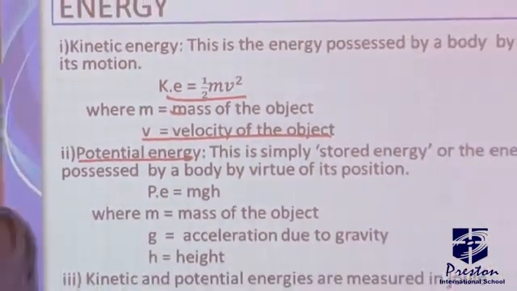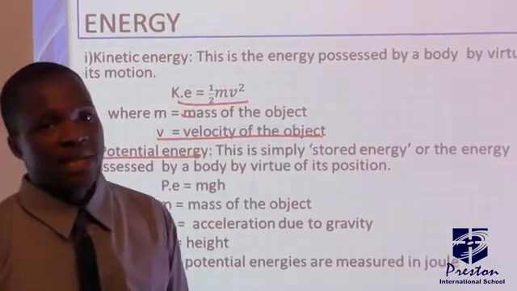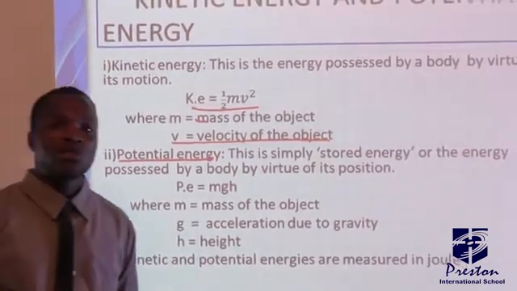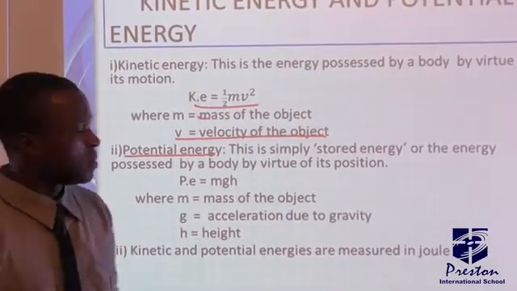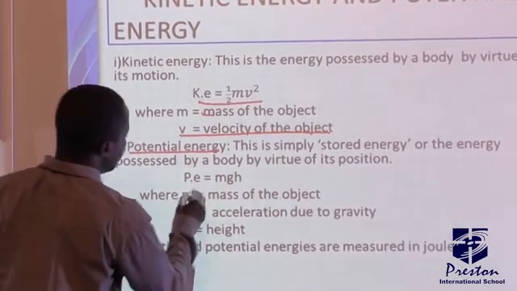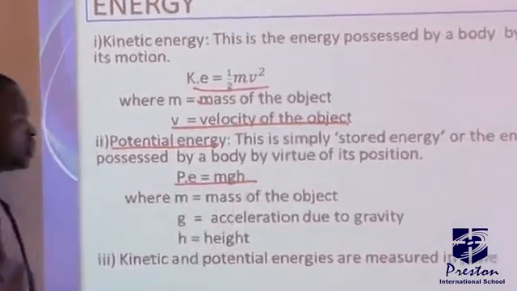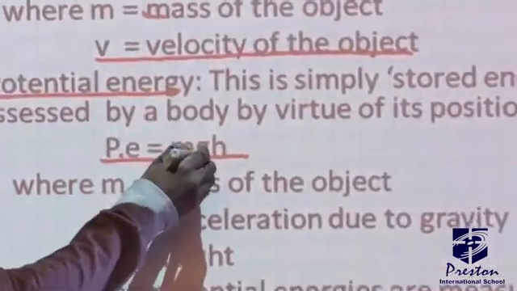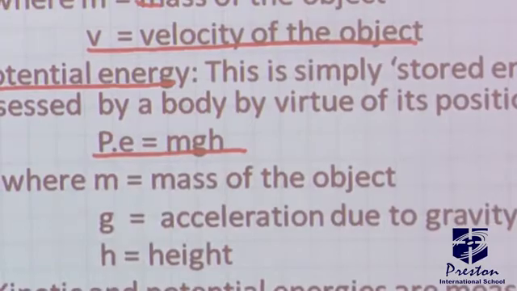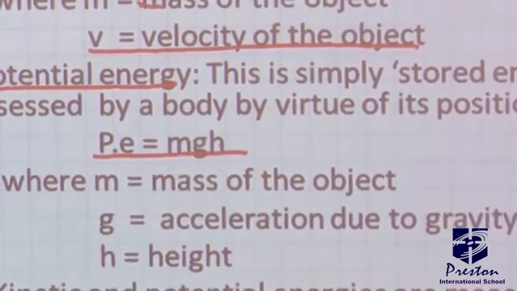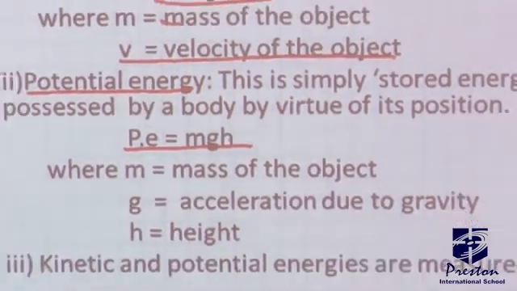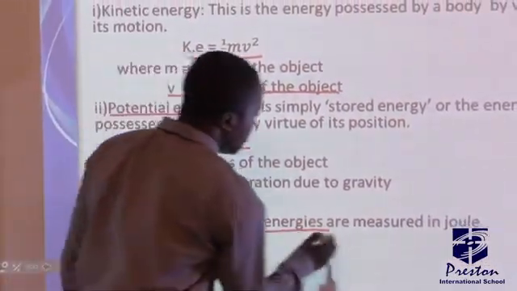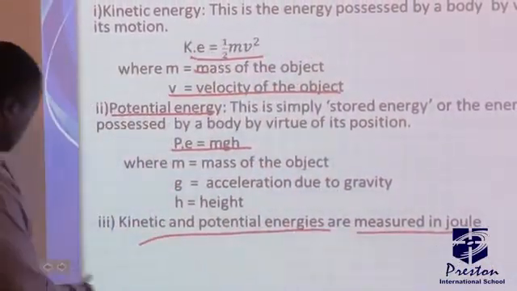Then what is potential energy? Potential energy can sometimes also be referred to as stored energy, and it can be defined as the energy possessed by a body by virtue of its position. And it is given as PE is equal to mgh. The m here is the mass of the object, the g here is the acceleration due to gravity, and the h here is the height of the object. Now, don't forget, kinetic and potential energies are both measured in joules.